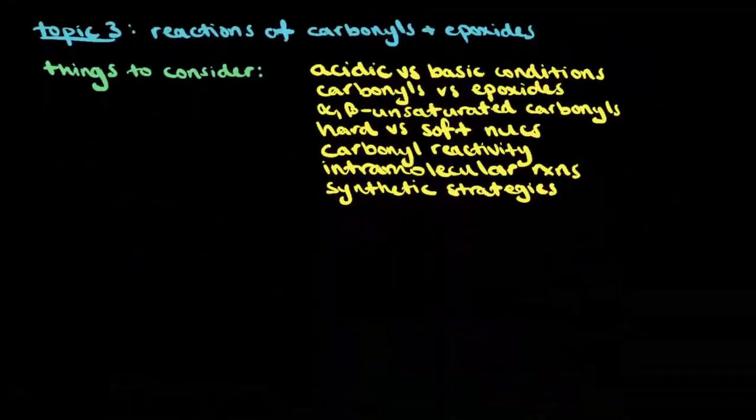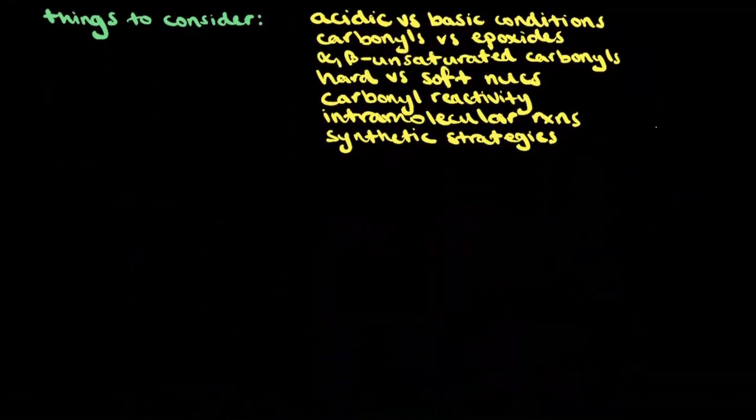We will now be going to what we're going to be talking about for the rest of this review session, which is going to be your reactions of carbonyls and epoxides. Okay, there are a lot of different things to consider. I'm going to be touching upon a lot of these, but these are things that you do want to be considering when you're drawing a mechanism, or maybe conducting a synthesis. Okay, so let's go ahead and start off by talking a little bit about acidic versus basic conditions.